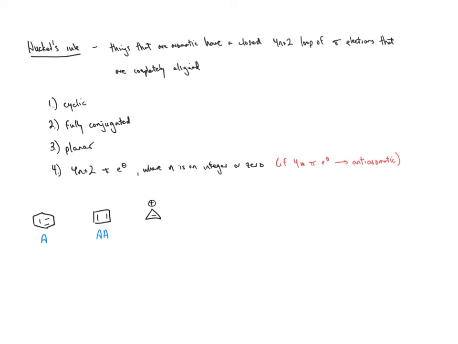Let's take the case of the cyclopropenyl cation. The cyclopropenyl cation is aromatic. It's completely cyclic, it's fully conjugated, even though the atomic p orbital there on that top carbon is empty. You can draw resonance forms. So it's completely planar. It has 4n plus 2 pi electrons, where n equals 0. And so it has 2 pi electrons total, and therefore it is aromatic. If we put 2 more electrons into that pi system, it becomes anti-aromatic because now it's going to have 4 pi electrons total.